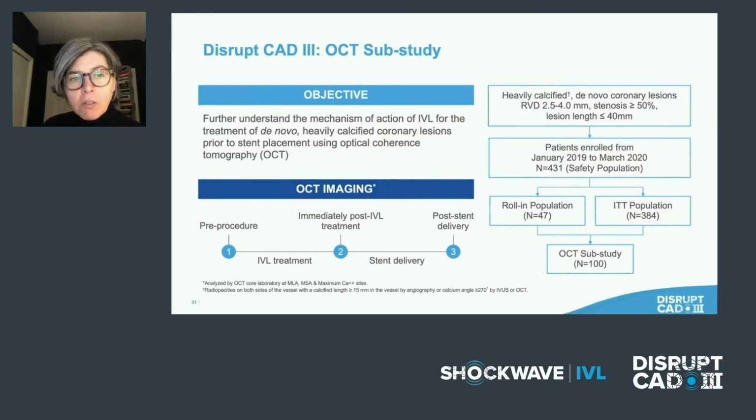What was unique about the study was that OCT was performed at baseline, following IVL and following stent expansion and delivery. In the overall study population, there were 431 patients, including the roll-in population, 1 patient in each site. Within that population and the intention to treat population, 100 of these patients were included in the OCT sub-study, and that's the data that we're going to look at now.